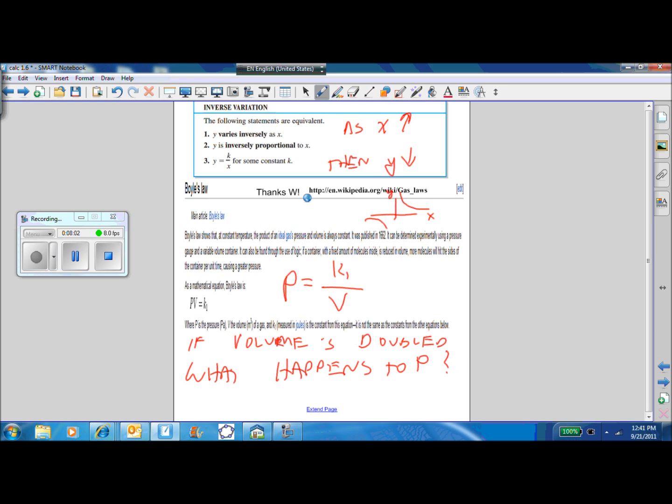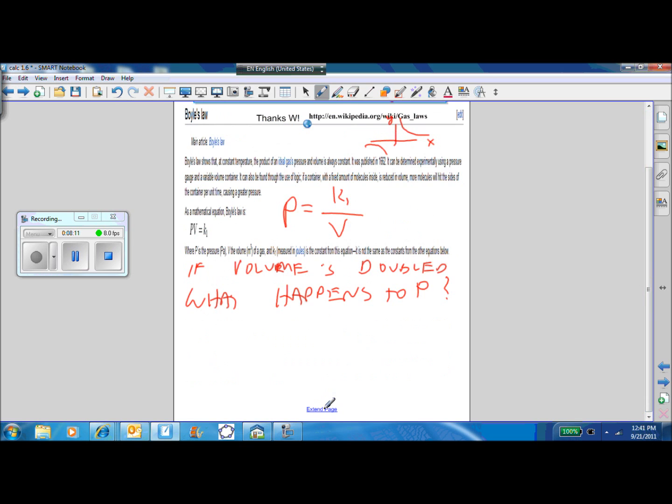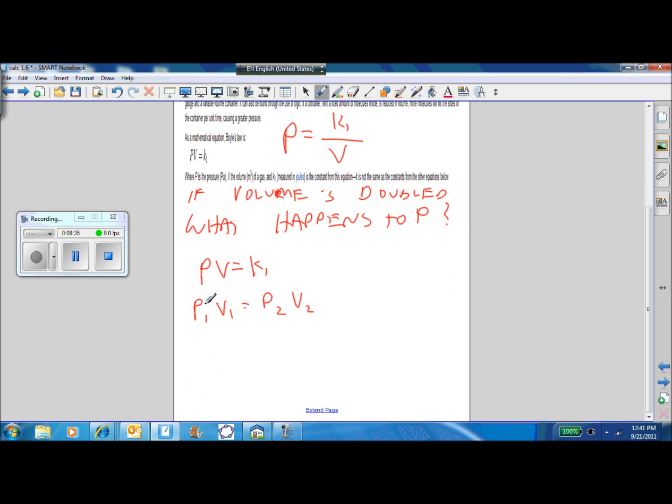It's a different kind of problem where you're not actually given numbers and figuring out the constant. You're just given sort of a change. Well, clearly the volume is going up, so the pressure is going to go down. But by how much? We can express that a couple ways. The volume is being doubled, so what's the new pressure? We can say PV equals K1, and so P1 V1 equals P2 V2. Let's say this is our original pressure and volume. Find P2 if V2 equals twice V1.